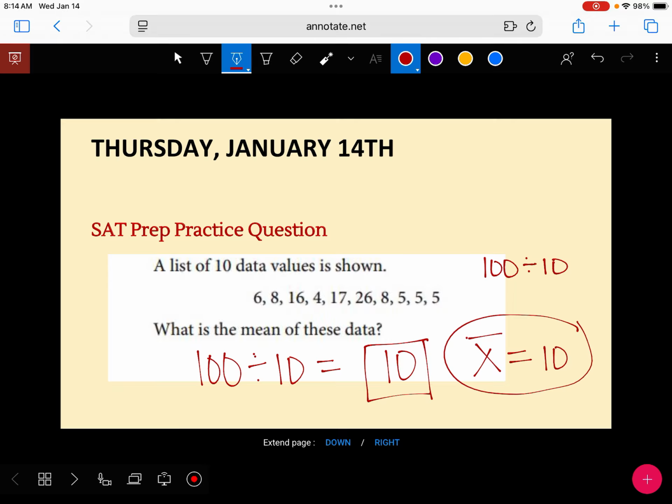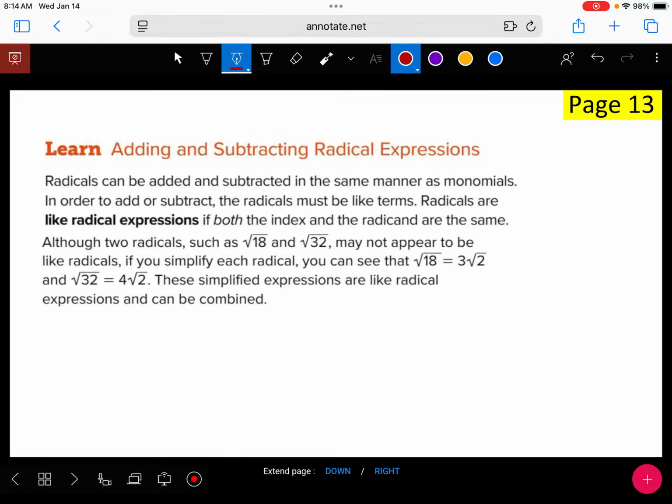Okay, y'all. So today we're going to learn how to add and subtract radicals. Okay. So we already did multiplying and simplifying. So now we're going to go to addition. So go to page 13.